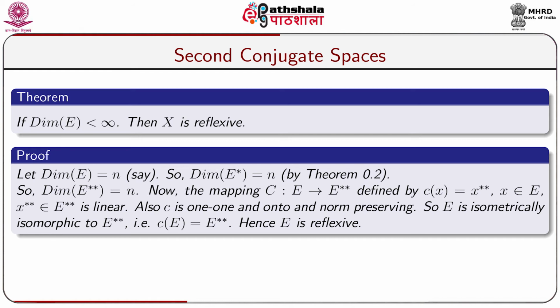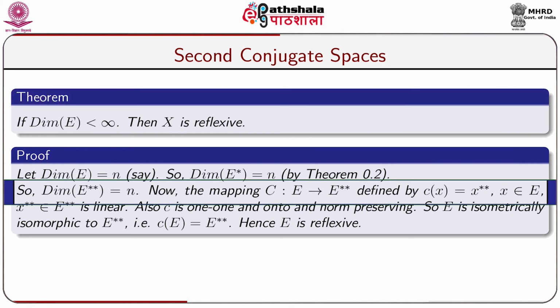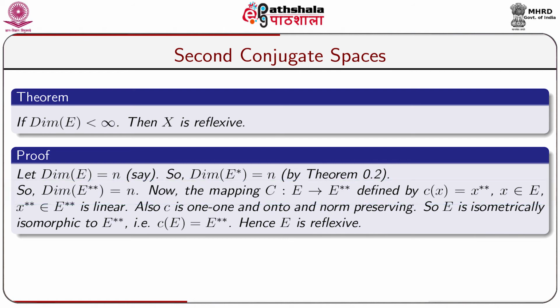Let us take another theorem. If the dimension of E is finite, then E is reflexive. Let us take the proof. Let the dimension of E be equal to n, say. So, by the earlier theorem, the dimension of E star is equal to n. That means the dimension of the first conjugate space of E is equal to n. So, the dimension of E double star is equal to n. That means the dimension of the second dual of E is equal to n.